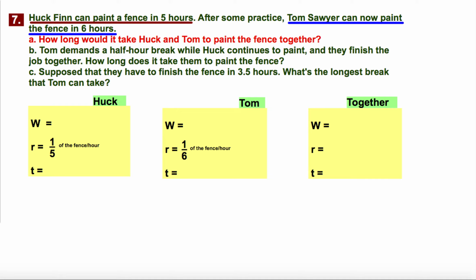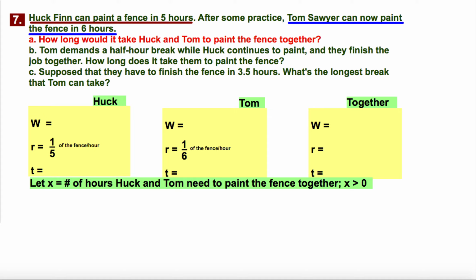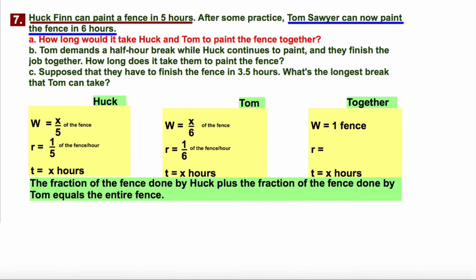How long would it take them to paint it together? Let x equal the number of hours Huck and Tom need to paint the fence together, such that x is greater than 0. Work is equal to rate times time. Thus, Huck's work is x over 5, Tom's work is x over 6, and the total work is 1 fence.